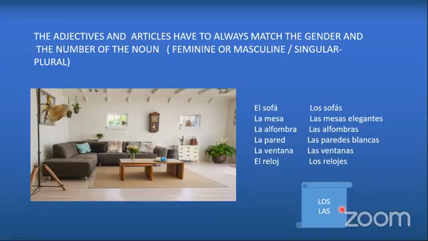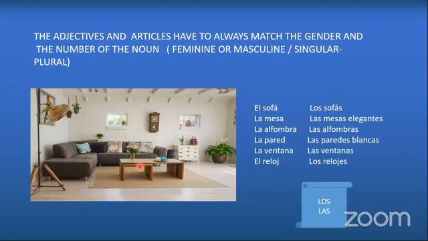Let's see the next one here. The adjectives and the articles always have to match the gender and the number. So let's talk just in Spanish here. If I have one sofa, I say el sofá. If I have multiple sofas, I have to say los sofás. Pay attention here. El was switched to los, and sofá from singular ended up as sofás, that is plural. We learned that in the previous grammar lesson.